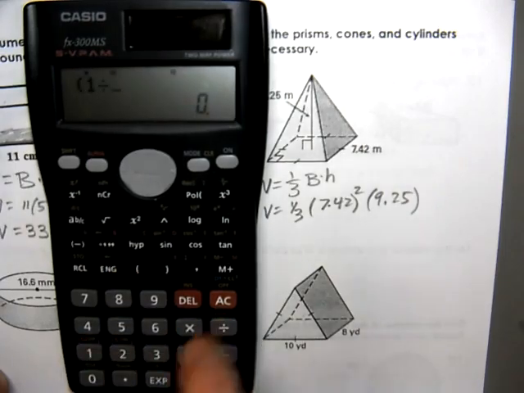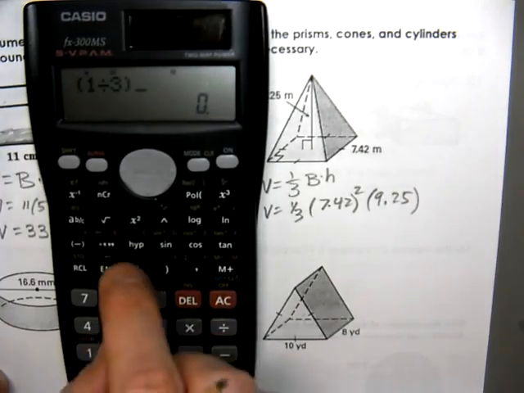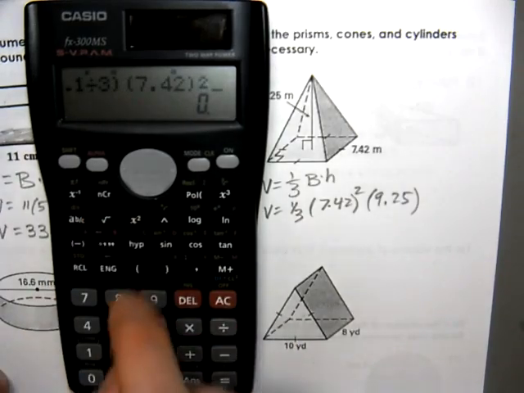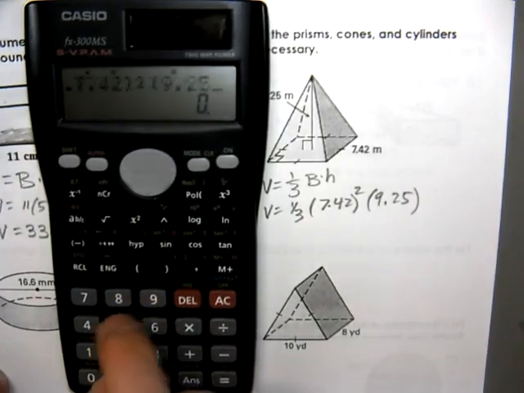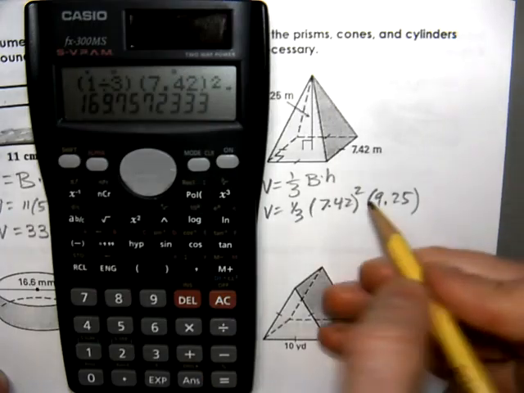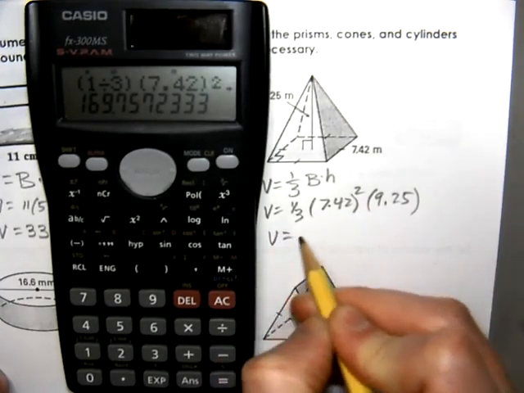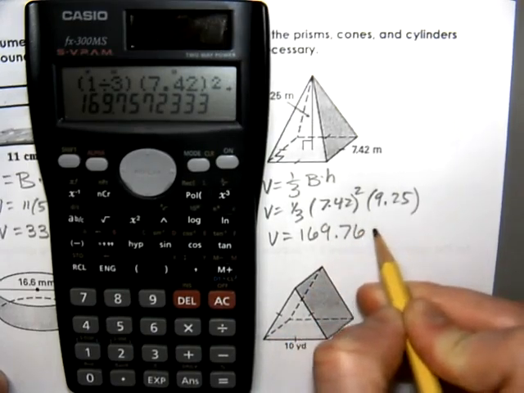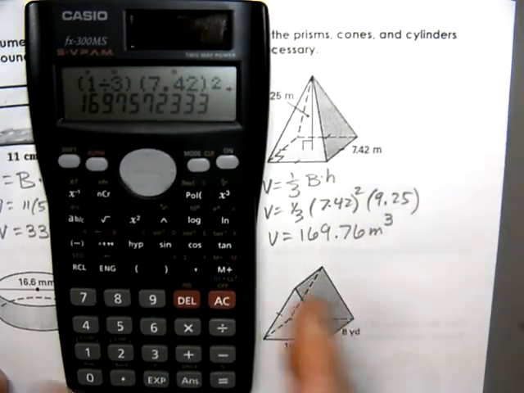So we have 1 divided by 3 times 7.42 squared times 9.25. We got a volume of 169.76 meters cubed.